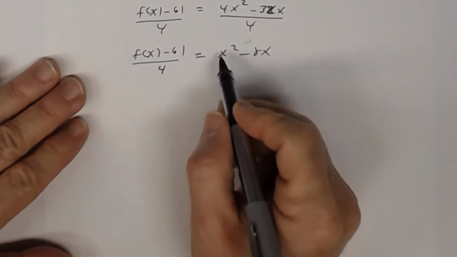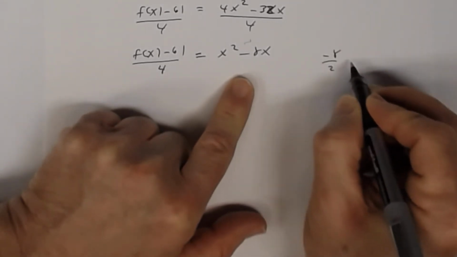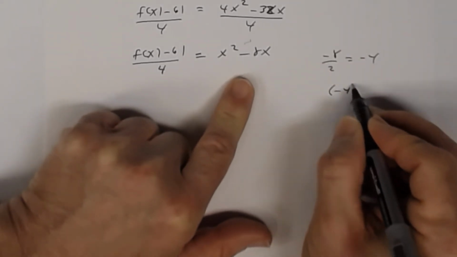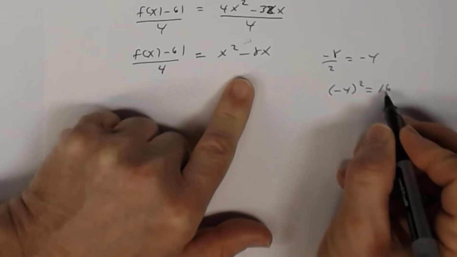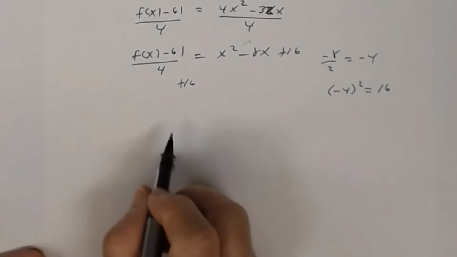All right. Now we have the x squared having a coefficient of 1. So now we're going to take the coefficient of x, which is negative 8, and divide by 2. I get negative 4, and I square it. When I square it, I get 16. So that's what you add to both sides. So plus 16, plus 16.